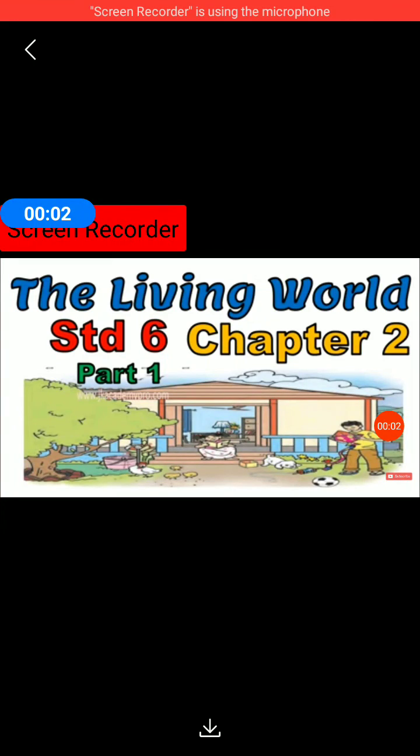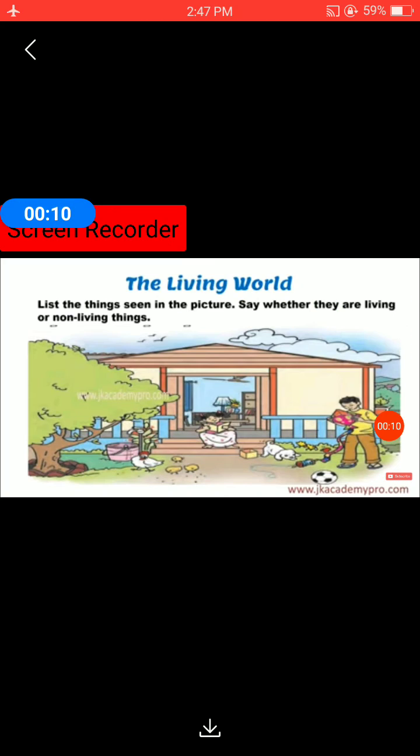Good morning, students. Today we are going to study the second chapter, that is the living world. Now look at the picture given below. Now say whether they are living or non-living things. So I want you to make two columns of living and non-living things. In this picture, you can see there are living as well as non-living things. Now what are the things which you can say are living?